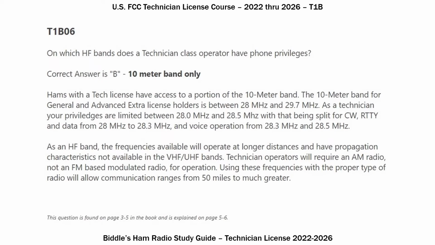As an HF band, the frequencies available will operate at longer distances and have propagation characteristics not available on the VHF, UHF bands. Technician operators will require an AM radio, not an FM-based modulated radio, for operation. Using these frequencies with the proper type of radio will allow communication ranges from 50 miles to much greater. This is also going to be the only frequency range that you'll have access to that has some type of a good propagation capability. You might get some propagation with VHF, but it's going to be nothing great.